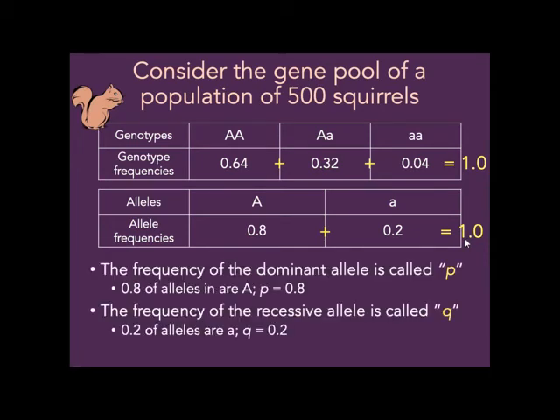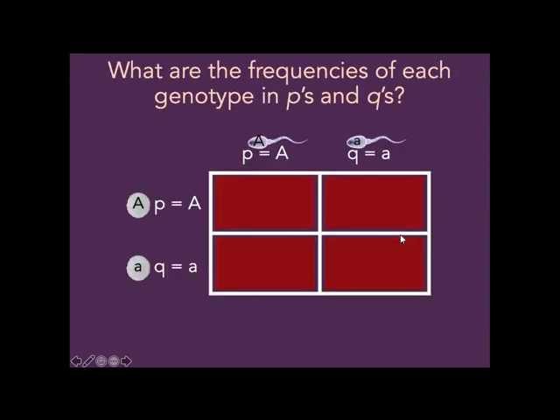All right, we have a name for the frequency of the dominant allele, and we call that one P, okay? And so we say that this value here equals P, right? The frequency of big A alleles equals 0.8, which equals P. The frequency of the recessive allele is named Q, so the frequency of little a is 0.2, is Q.